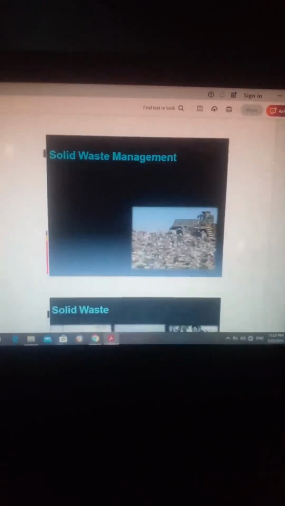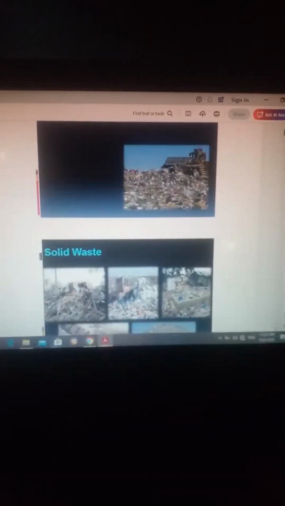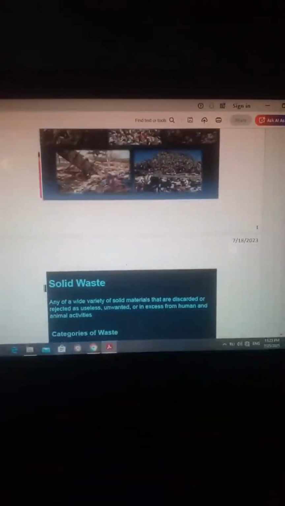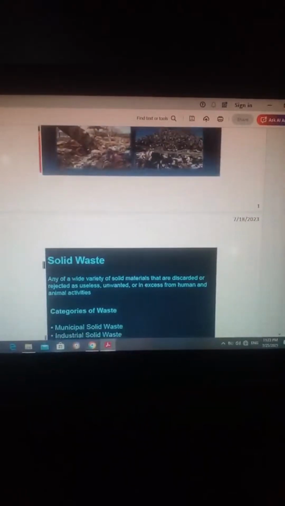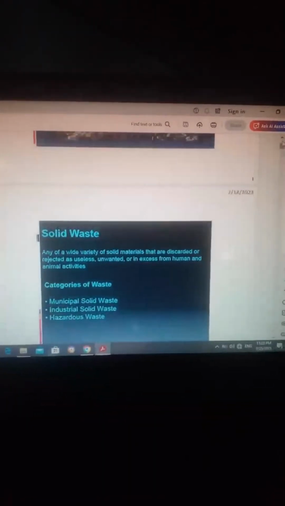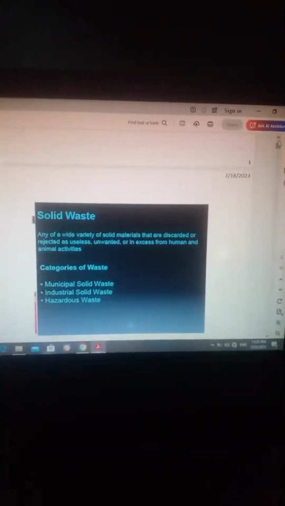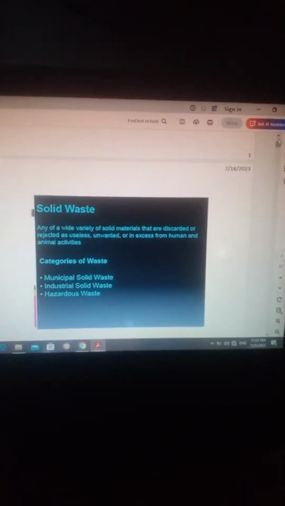What is solid waste? In the presentation, what is solid waste? Solid waste: any of a wide variety of solid materials that are discarded or rejected as useless, unwanted, or in excess from human and animal activities. Categories are municipal solid waste, industrial solid waste, and hazardous waste.